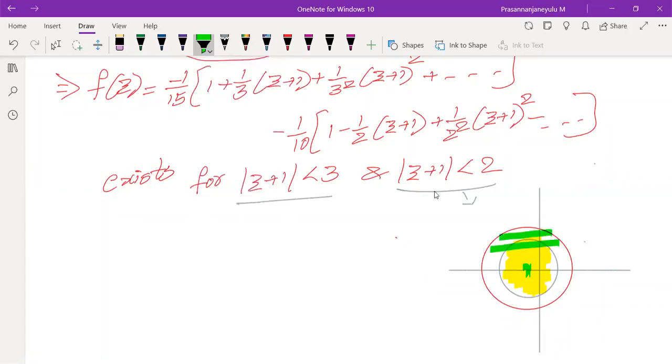Inside the outer circle. What is the combined region with both the shadings? Modulus of z plus 1 is less than 3, less than 2. Combined, yes, 2. Take the intersection part. So always in this case we have to take the intersection part.